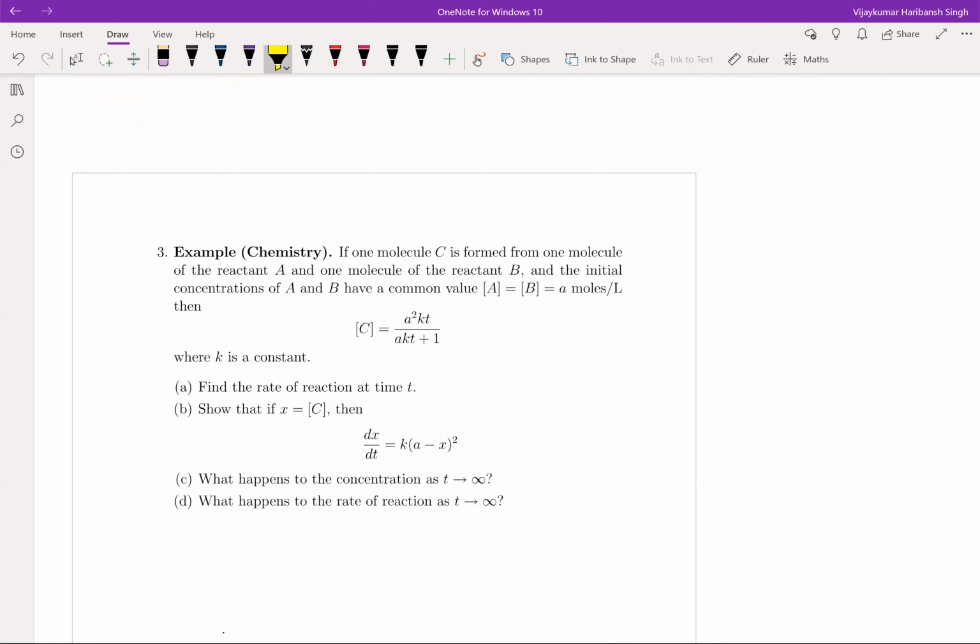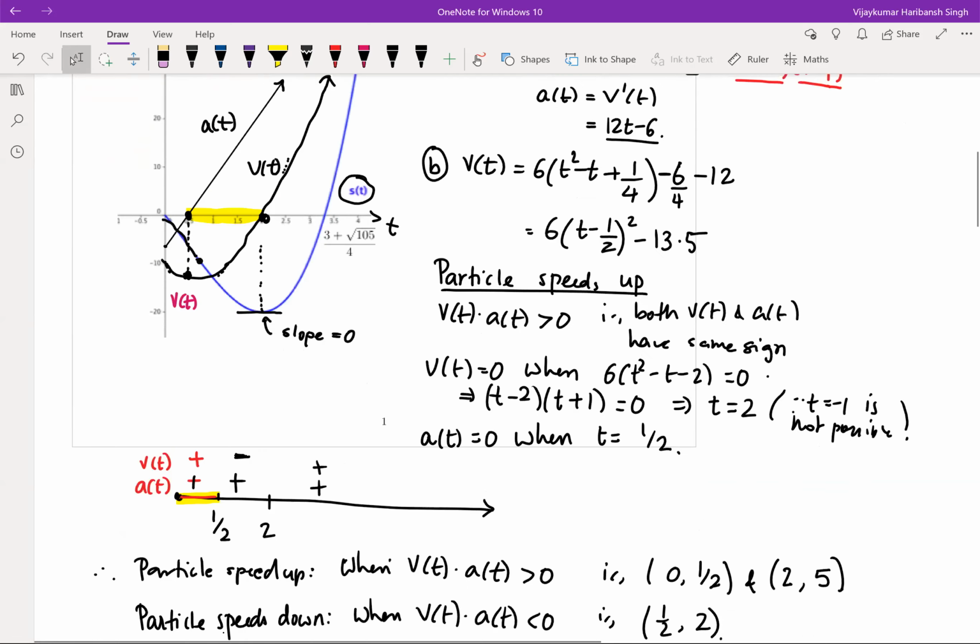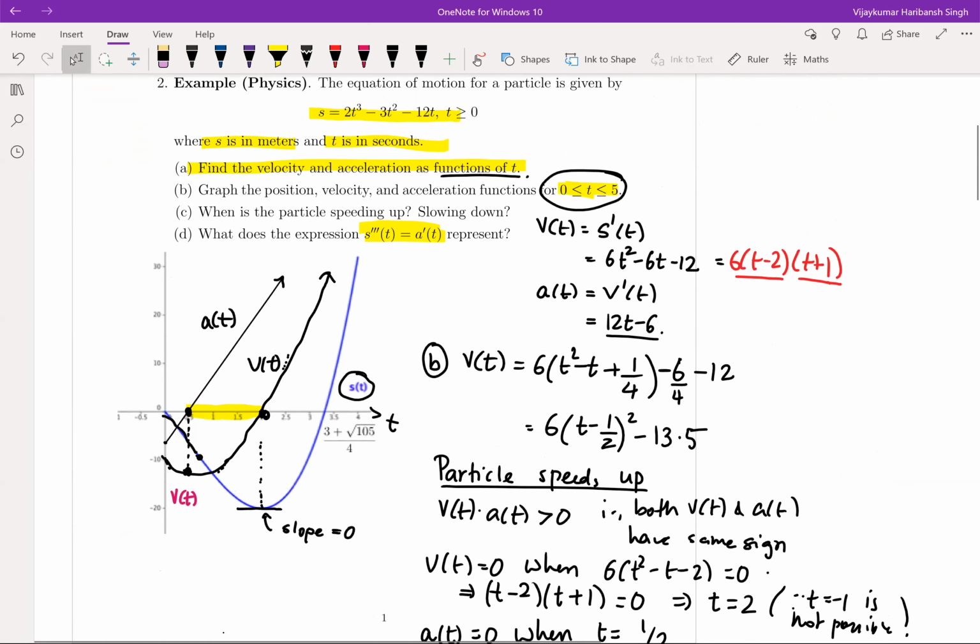So if one molecule of C is formed by one molecule of reactant A and one molecule of reactant B, and initial concentration of A and B have... Before we go further, we should have written the units here. So this will be meter per second square, and this will be meter per second. Yeah, it's important to write down the units.